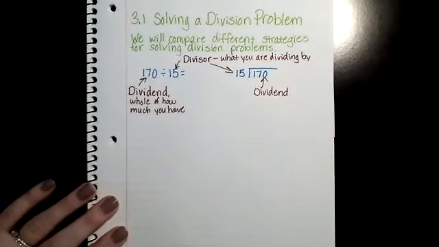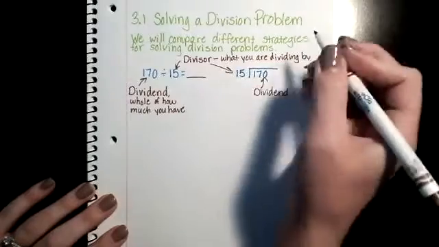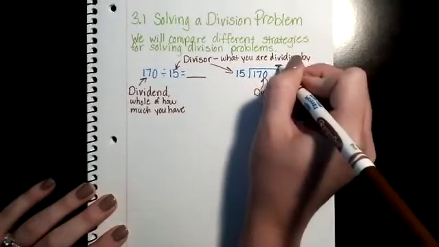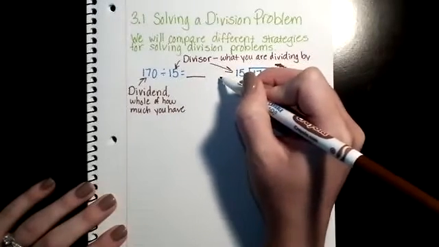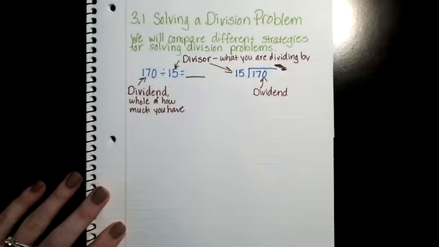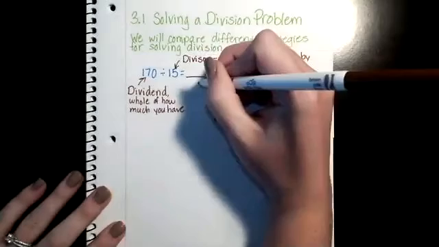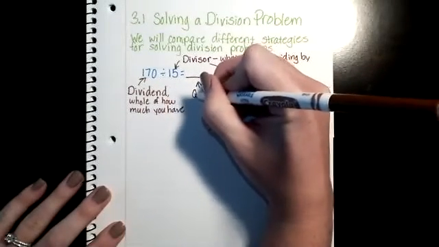All right, now our last one is going to be our answer. Our answer when we are doing a multiplication problem is called the product. So it does have a special term for whatever the answer is. In division, it's not the product. It is called the quotient.